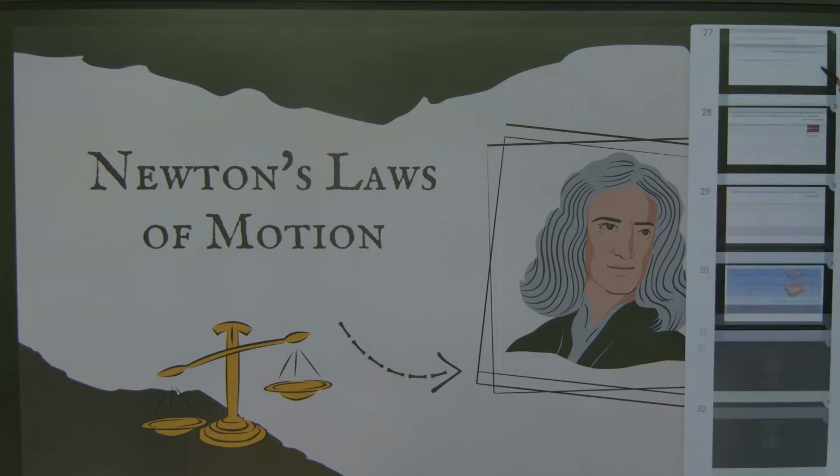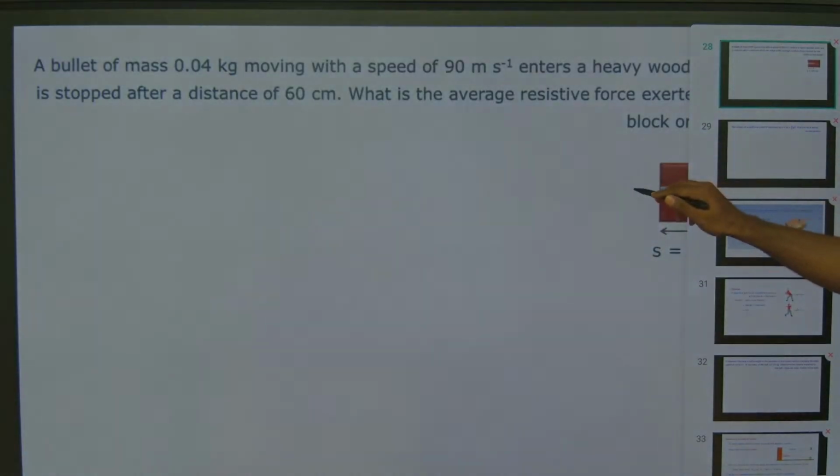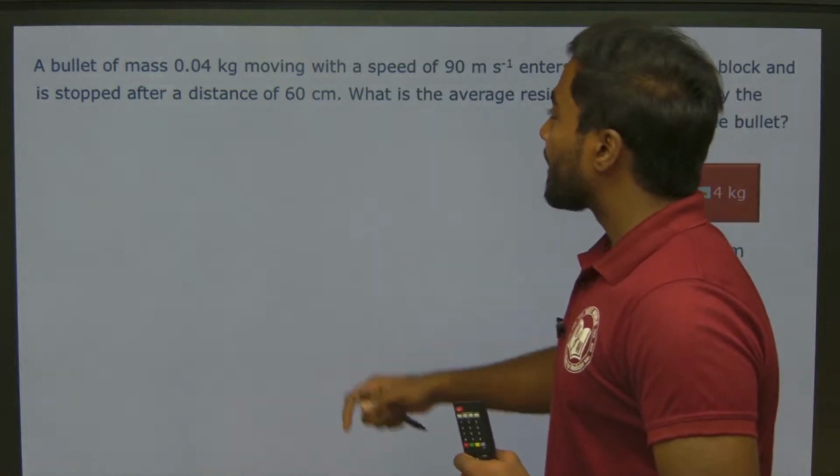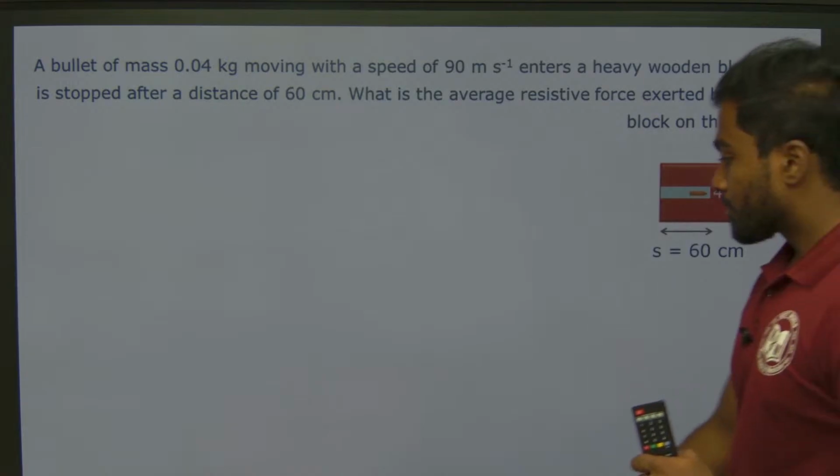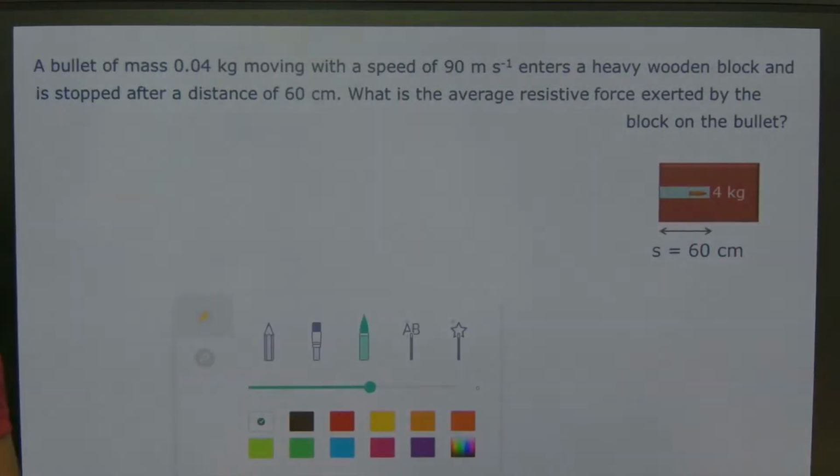So this is the problem. Last time we saw this problem, no? A bullet of mass 0.04 kg moving with a speed of 90 meter per second enters a heavy wooden block and stops after a distance of 60 centimeter. What is the average resistive force exerted by the block on the bullet? So once again we'll see the problem.